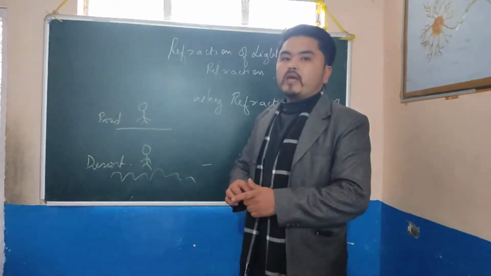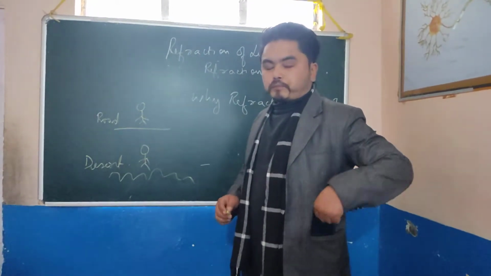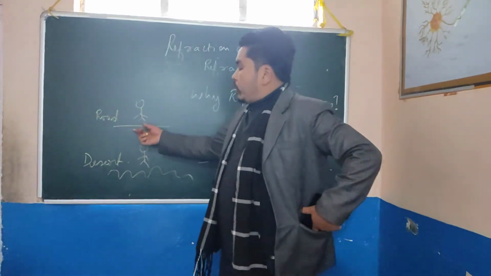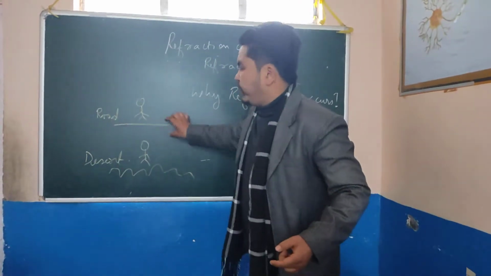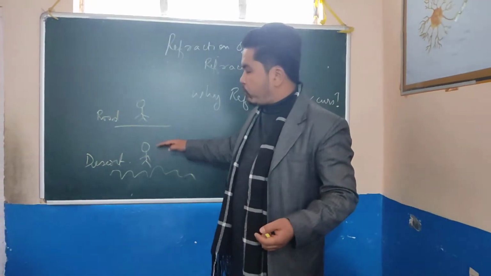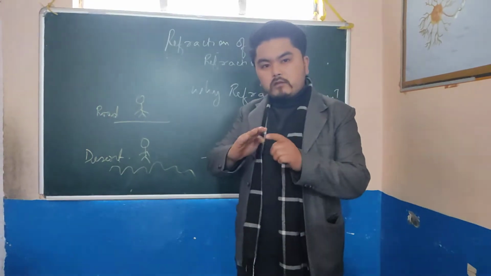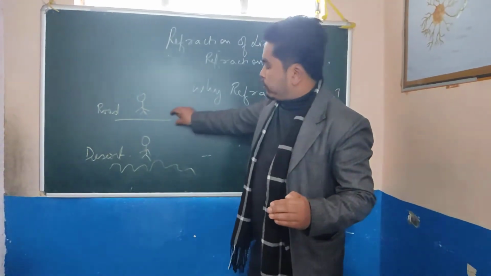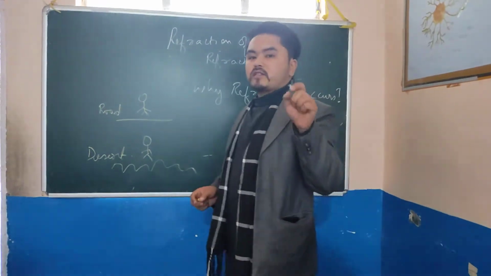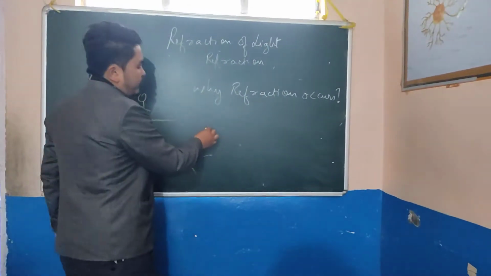Why is it happening? It is happening because there is a change of medium. The boy is running on the road and the boy is running in a desert. So as the medium changes, the speed will also change. The same thing happens with a ray of light.